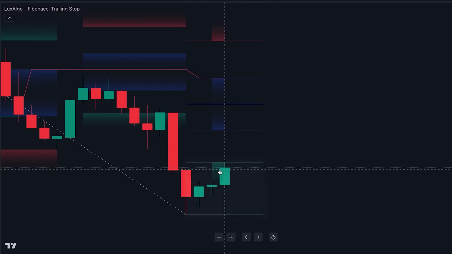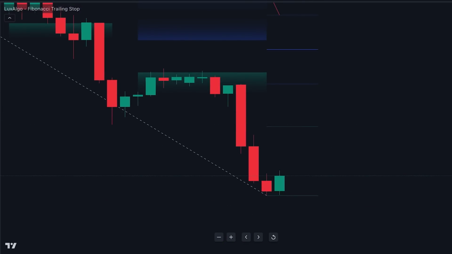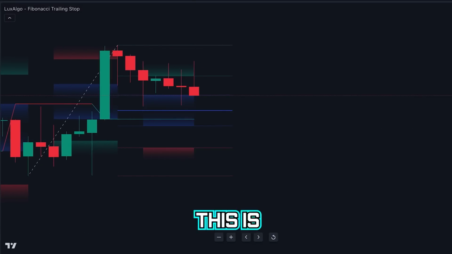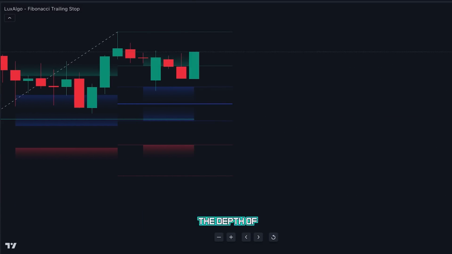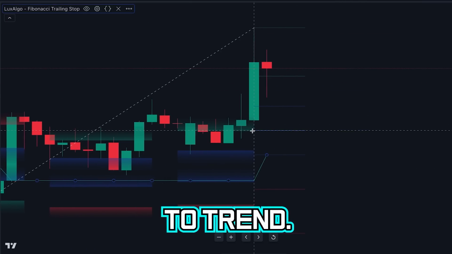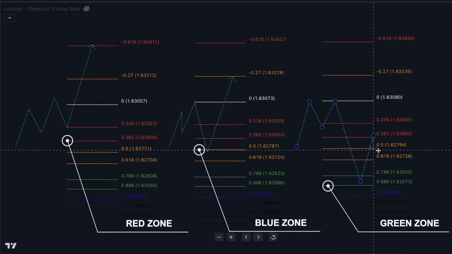What you'll observe is that if the market happens to reject from the green zone in a downtrend, it typically leads to a stronger impulse move to the downside compared to if it retraced to the blue or red level. This is because when using the Fibonacci, the depth of the retracement will determine how far the market is likely to trend.